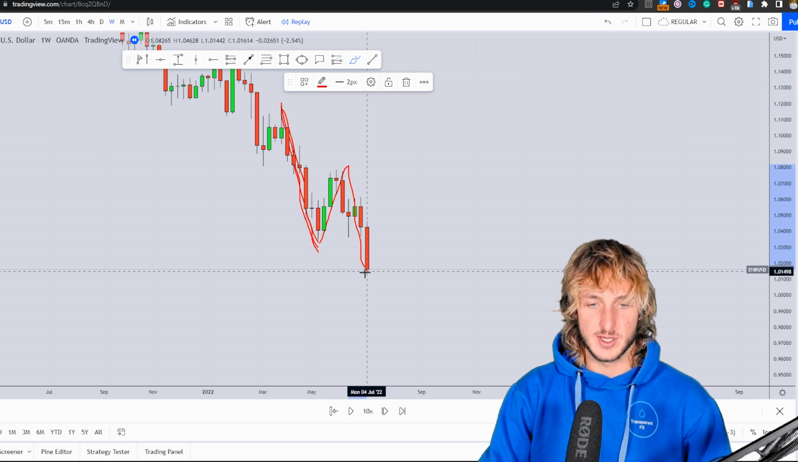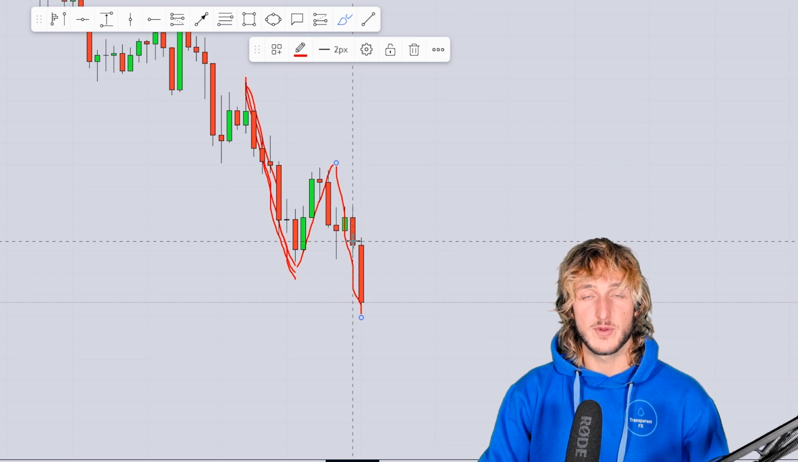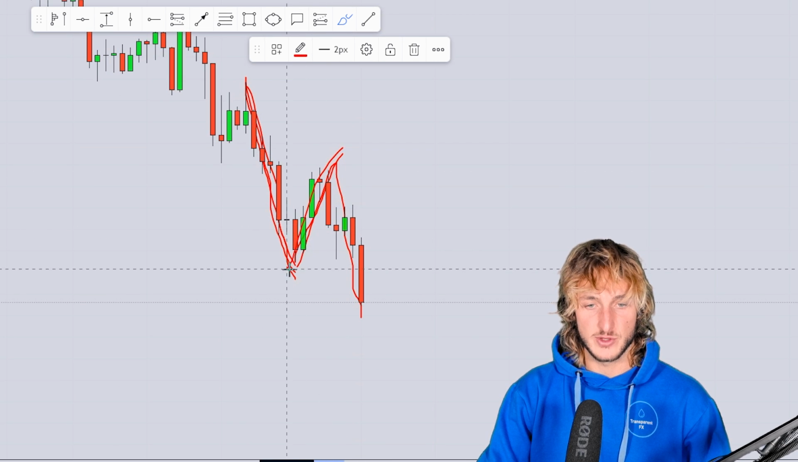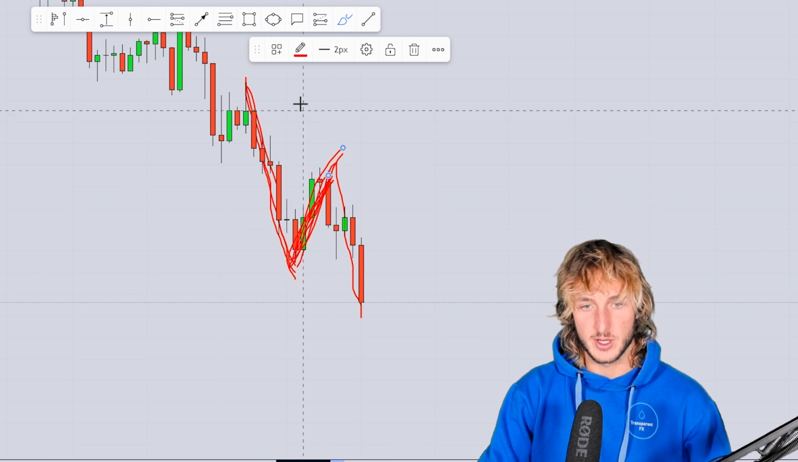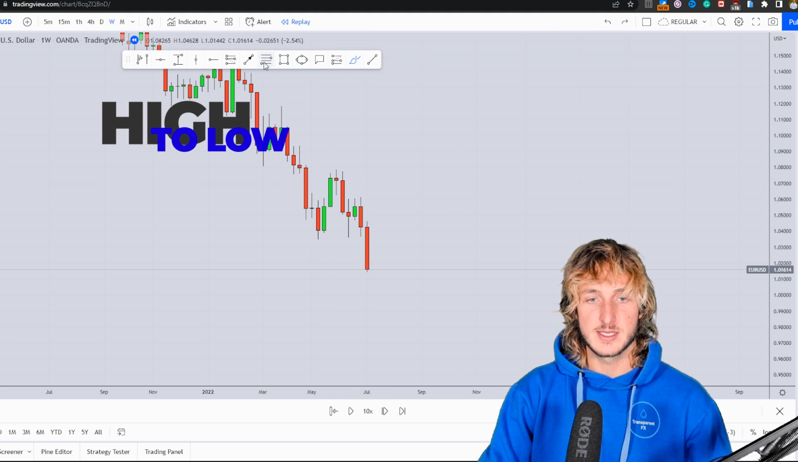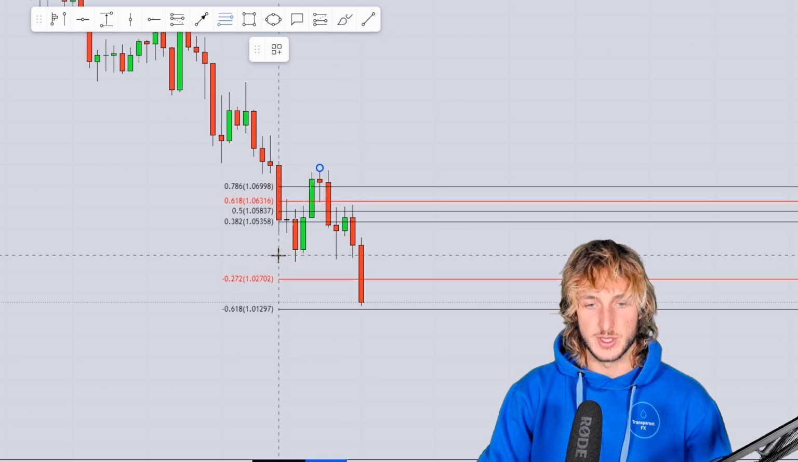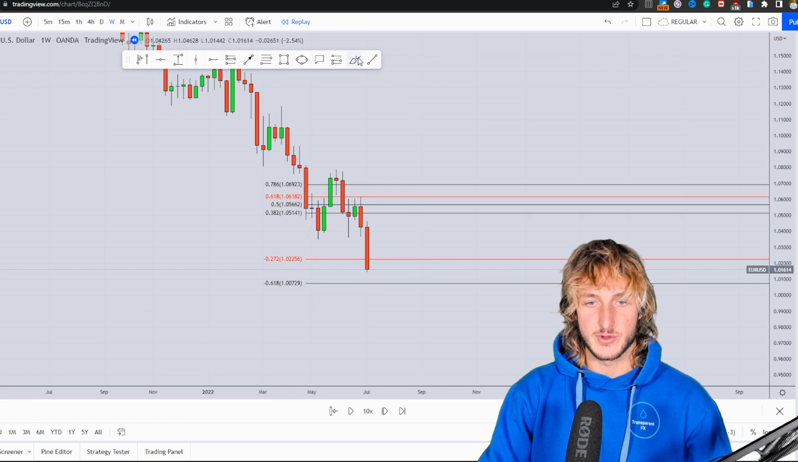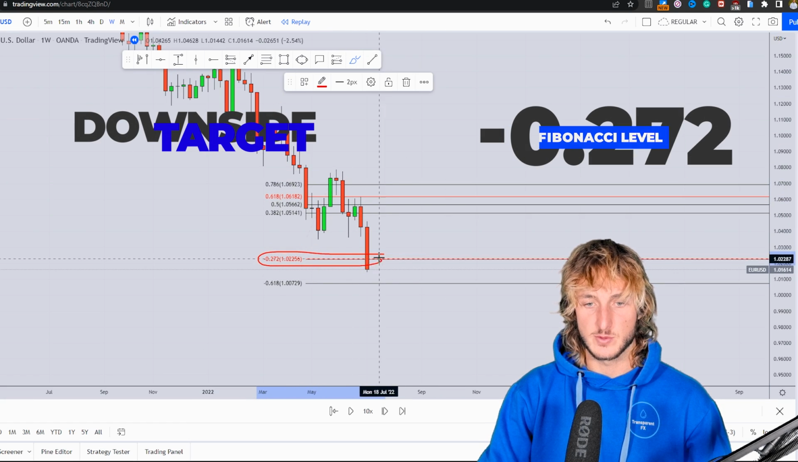Now, if you have this impulse to the downside, you have to take your Fibonacci on the previous leg, the previous impulse, which is this one here. So the way in which you would be placing your Fibonacci in this case is from this high to this low. And this would give you a first downside target at the minus 27.